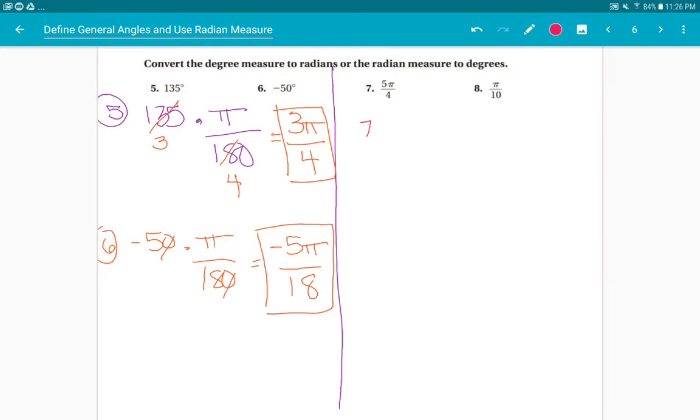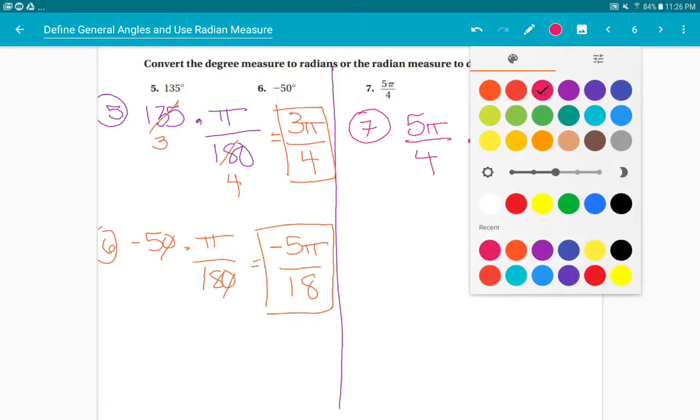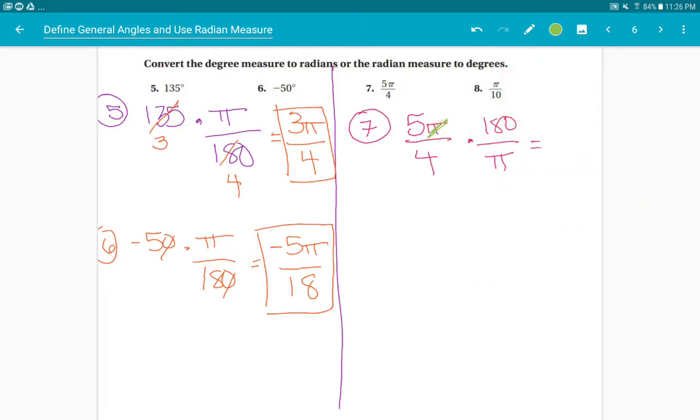Let's look at 7. I have 5 pi over 4, but in this case I'm going to convert from radians to degrees, so I multiply by 180 over pi. In this format, notice that the pi's cancel out. That's how you can tell your answer is no longer in radians, because the pi's are eliminated. Then simplify as best as you can. 4 goes into 180 45 times, and then we have 5 times 45, which is 225.